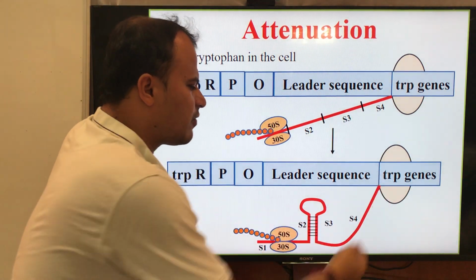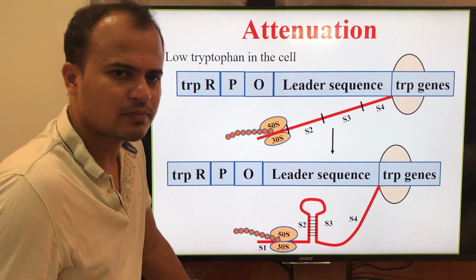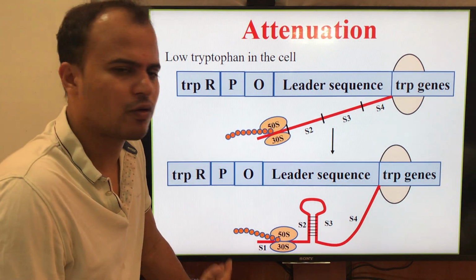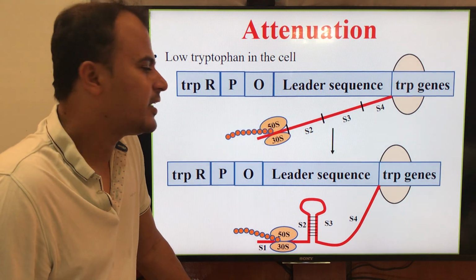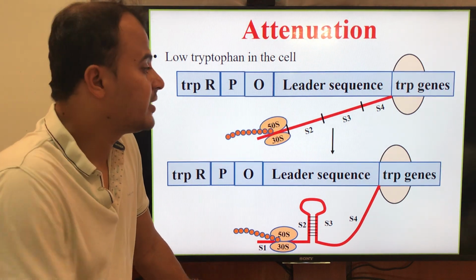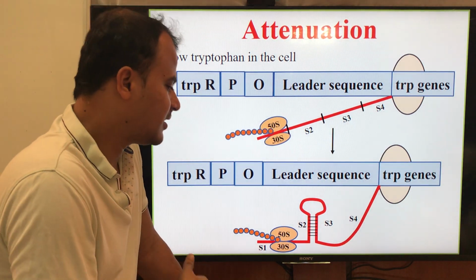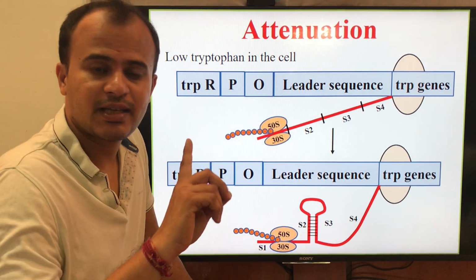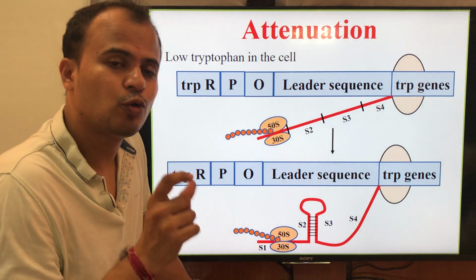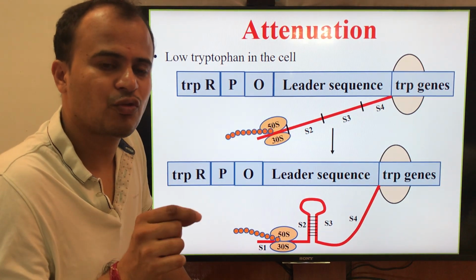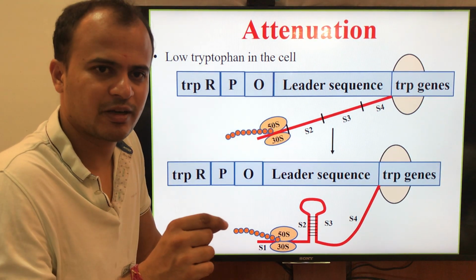Therefore, the formation of this S4 or the synthesis of segment 4 will not affect the transcription of the TRP ABCDE genes by the RNA polymerase. Therefore, S2 and S3 is not the attenuation loop. Only the loop that is formed between S3 and S4 is considered as the attenuator loop.